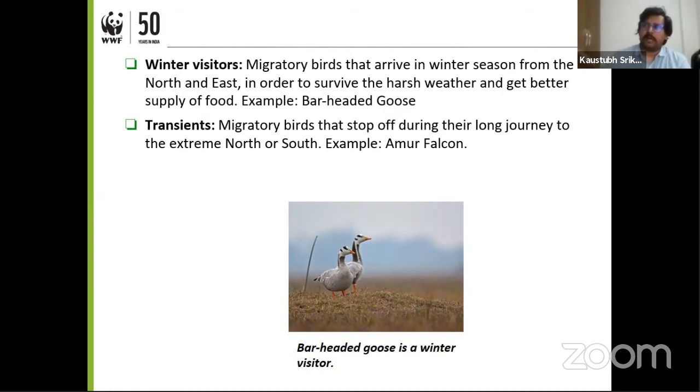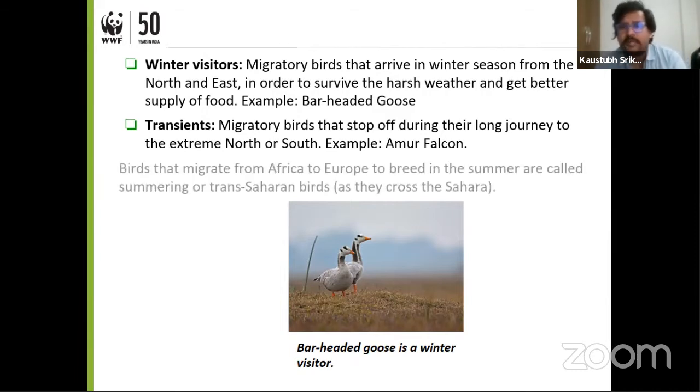So for example, the Amur falcon would fly from the northeast of the world all the way to Africa, but it would make a short stop in parts of Maharashtra and central or southern parts of India in order to survive better. So the Amur falcon is one of the smallest birds of prey, or smallest falcons, and very fast also in their flight.